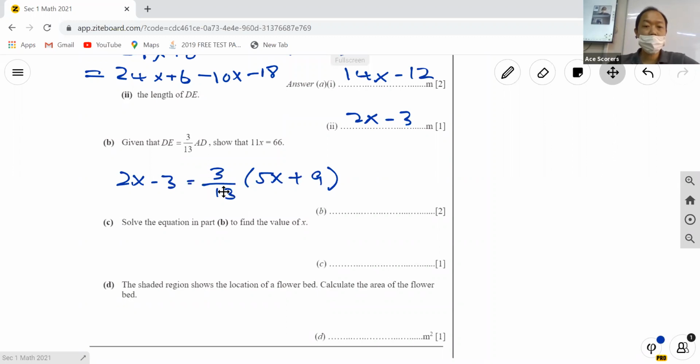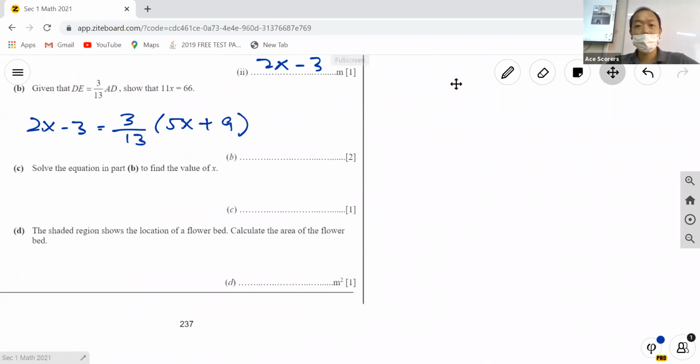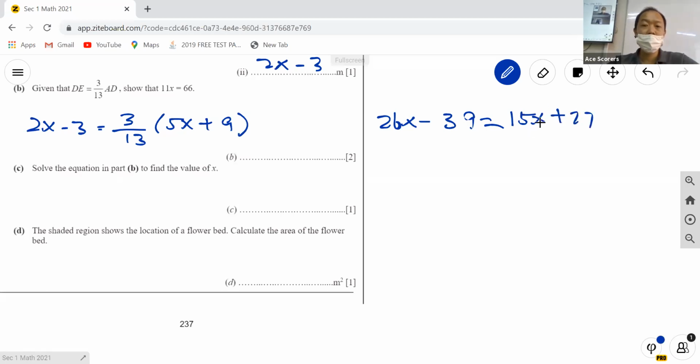So how do we solve this? We multiply everything by 13 to get rid of the 13 denominator. Times 13 throughout, we get 26x minus 39 equals 15x plus 27. Then rearrange, putting 15x over here, so we get 11x equals 66. Shown. Now, because 11x equals 66, hence x equals 6.